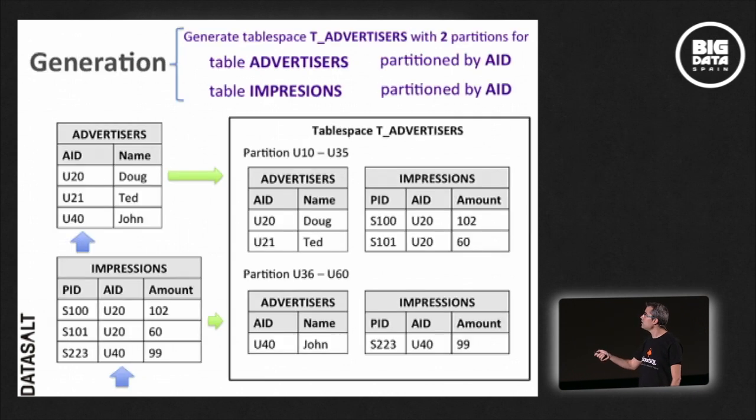Here you can see that one property is that all the information for the advertiser U20 is in the same partition. So you can run queries within this partition to get any information for this advertiser.